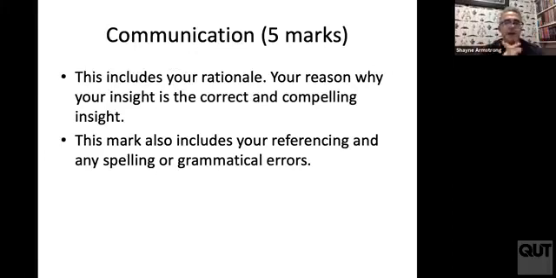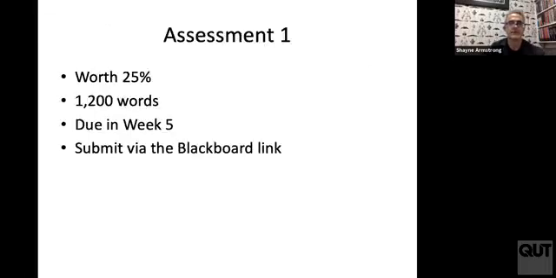And then there's your 5 marks for your communication. So this includes your rationale, that is your justification of why your insight is correct and why it's a compelling insight. Okay, so it's a rationale or a justification of your choices. And it also includes referencing and taking into account any spelling or grammatical or punctuation errors. Okay, so worth 25%, 1,200 words. Yeah, there's always a bit of leeway over or under. Due week 5 and submit by the Blackboard link.